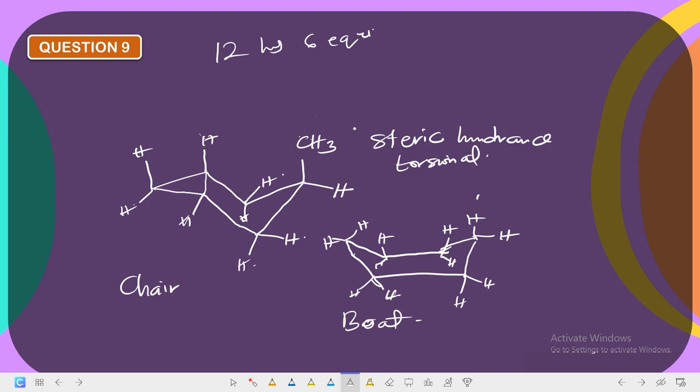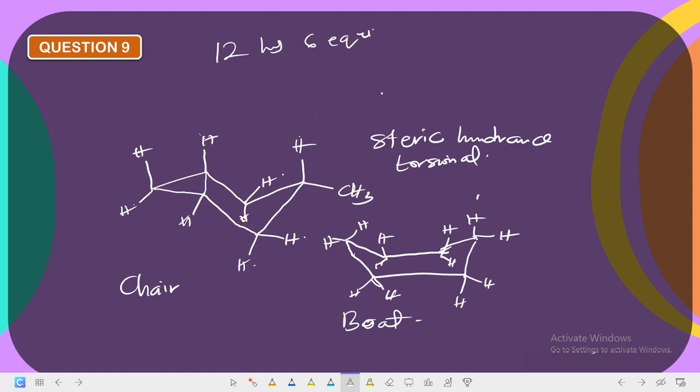And in most cases, if the bulky group is at the axial position, there will be more strain than when it is in the what? Equatorial. So it is better that a bulky group that is coming actually occupies the equatorial rather than the axial. Reason being that if it is at the axial position, it will cause what? Strain. Steric hindrance. Is that understood?